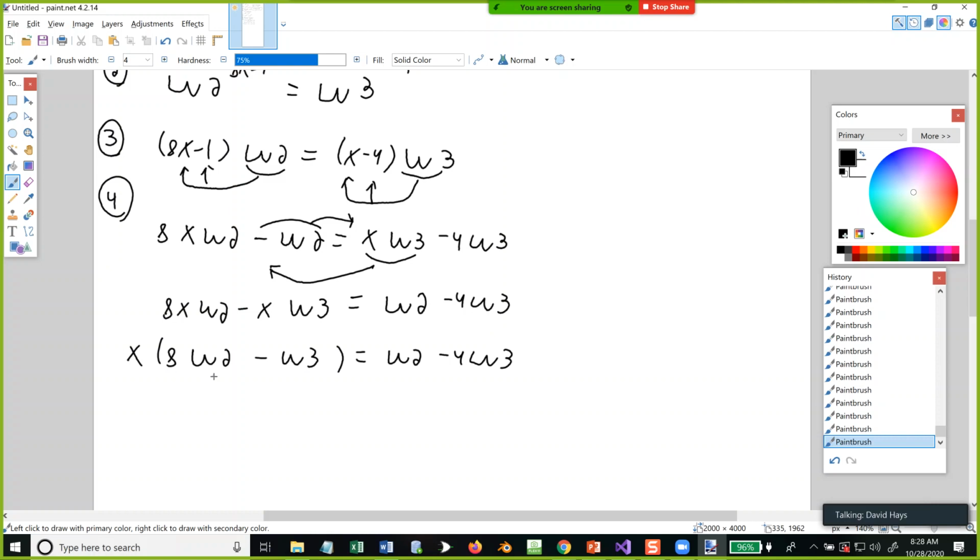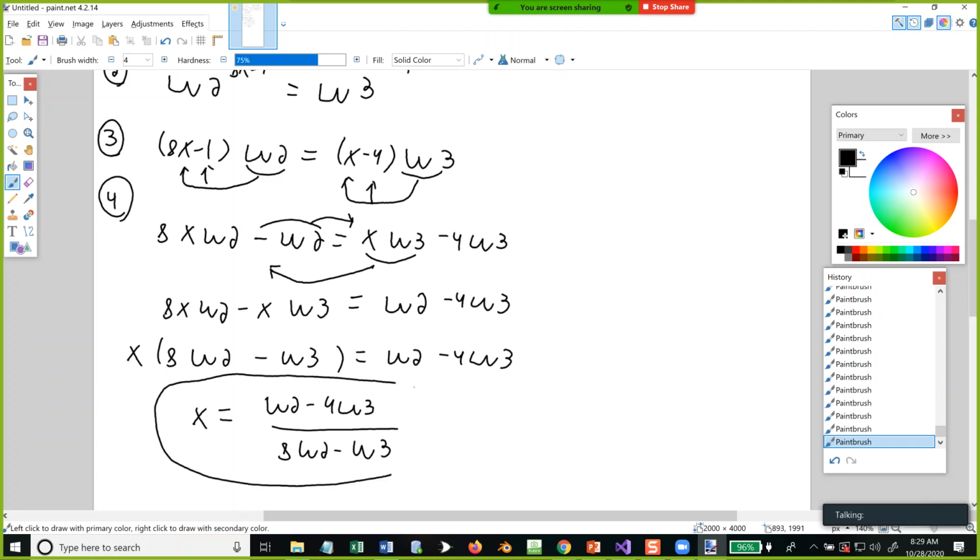Next step is we want to get x by itself. So we're going to divide both sides by this number behind it. 8 natural log of 2 minus natural log of 3 is bizarre looking, but it's still just a number. So x is going to equal natural log of 2 minus 4 natural log of 3 over 8 natural log of 2 minus natural log of 3. And that'll be our answer.